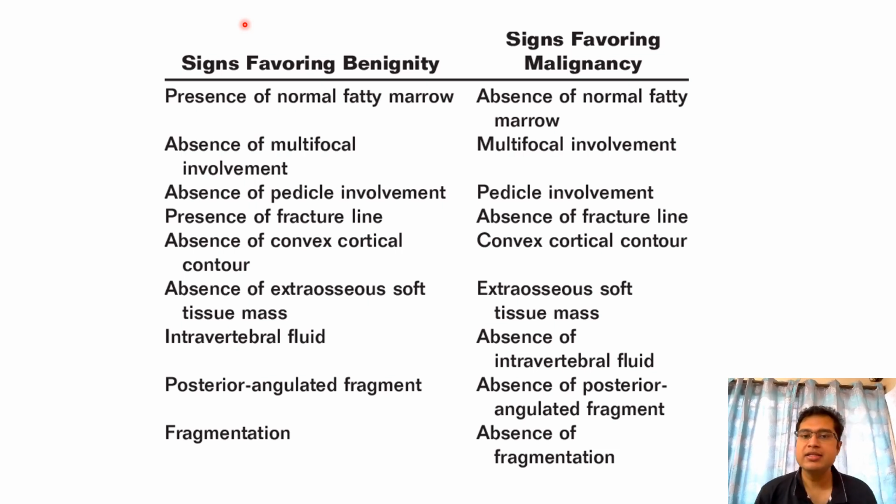Signs which favor malignancy include absence of normal fatty marrow, as in this case the marrow fat was completely replaced and appearing T1 hypointense as well as T2 hypointense. Multifocal involvement was seen in this particular case. Pedicle involvement was also seen. Absence of a fracture line, convex cortical contour or cortical buckling is typical of a malignant fracture, or an extraosseous soft tissue enhancing component, which was seen in this particular case as well. The T2 fluid sign is absent here, and there is no fragmentation, which is seen in malignant fractures.